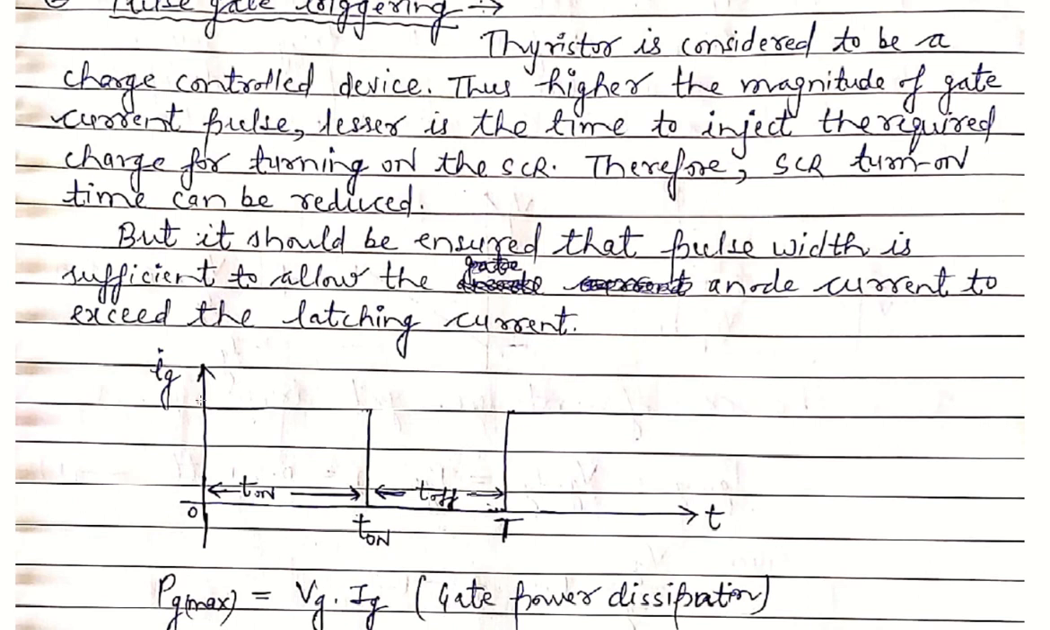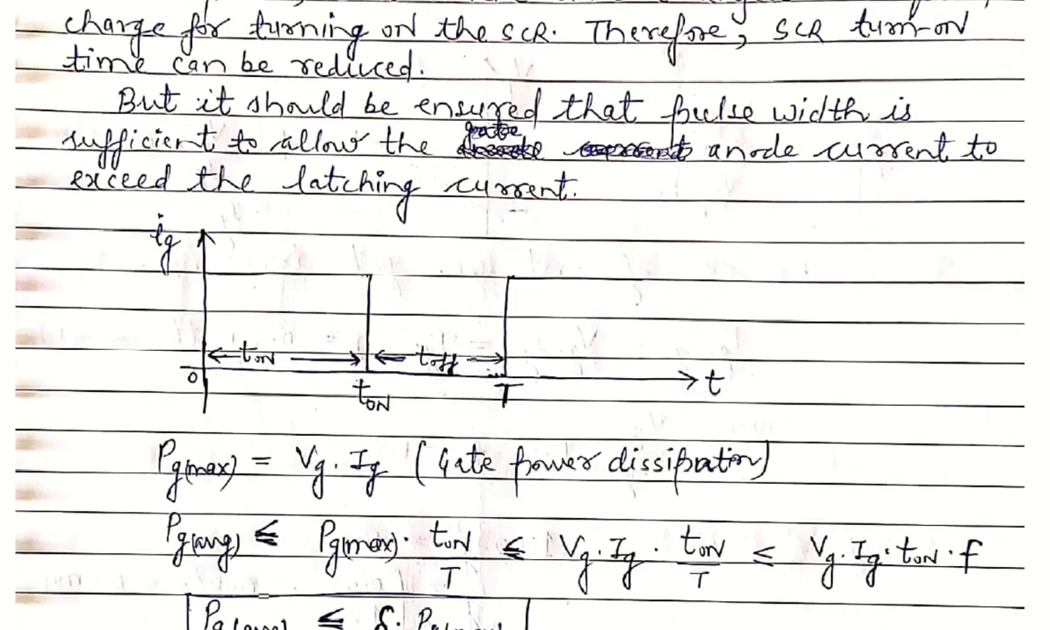So this is applied in the form of a pulse. Up to T on time the gate pulse will be applied, and for T off time it will be in off condition. This is the whole period of time T, and after T time it is repeated. This is again the gate signal applied to our SCR gate terminal.